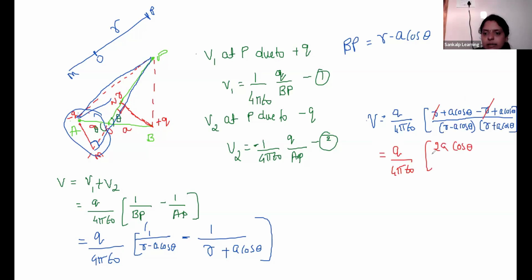It is 2A cos theta divided by, see the denominator term here. In one bracket we have A minus B, in another bracket we have A plus B. So what is A minus B into A plus B? Here A means R, and B means A cos theta. So what is A plus B into A minus B? Yes, very good. So A plus B into A minus B is nothing but A square minus B square.